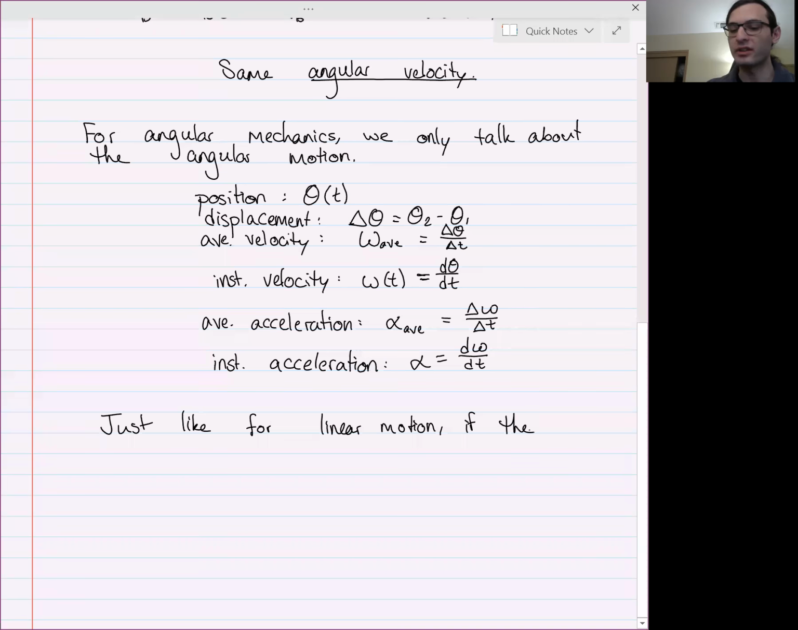So just like for linear motion, if the angular acceleration alpha is constant, meaning some amount of radians per second squared, we have kinematic equations for rotation.